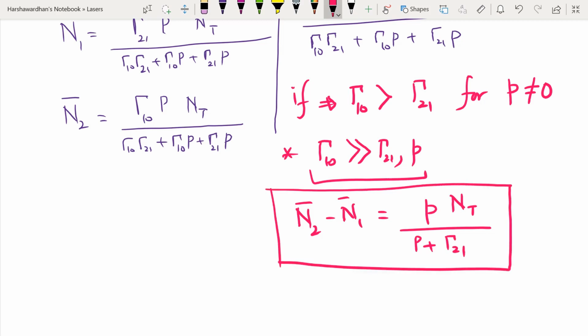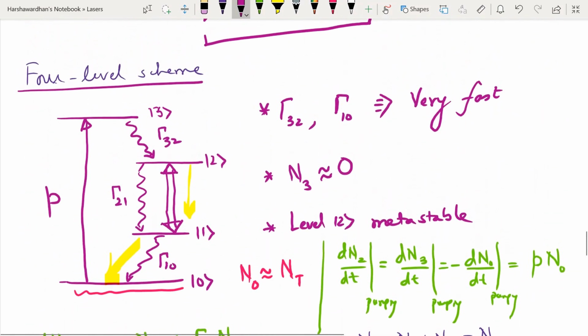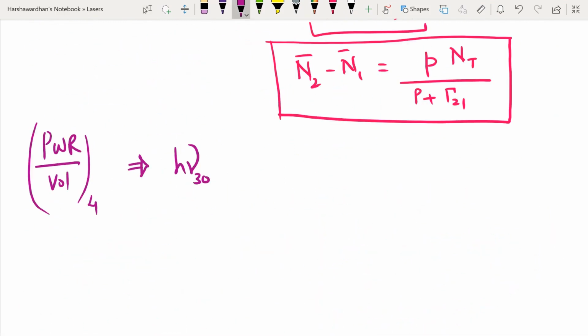And now one can ask the same question that we asked earlier. Power per unit volume I need to deliver for such a four level scheme, right? Let me call that 4. So, and I know the following. I need to provide energy of h nu, but now the energy needs to be provided for the pumping between the levels 0 and 3. H nu 30 is the kind of energy required there, and this I need to deliver to the population in the level 0, and I need to deliver at the pump rate P, right?